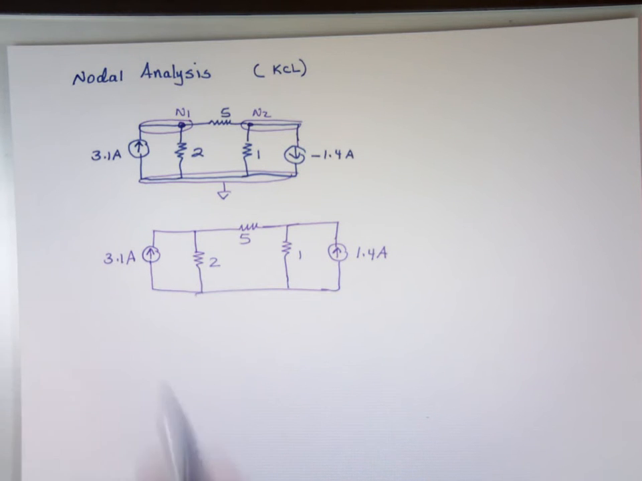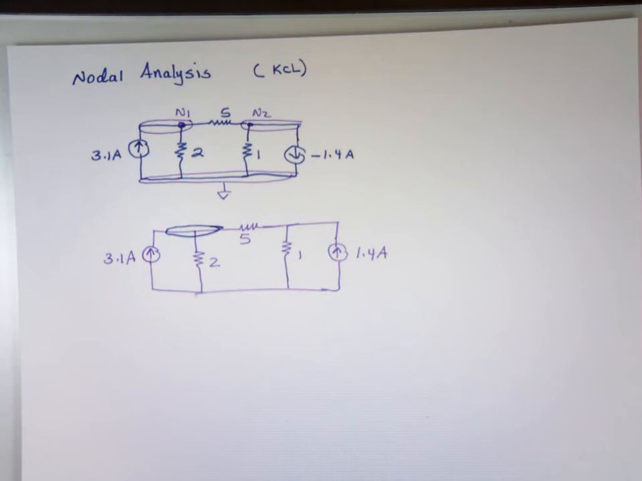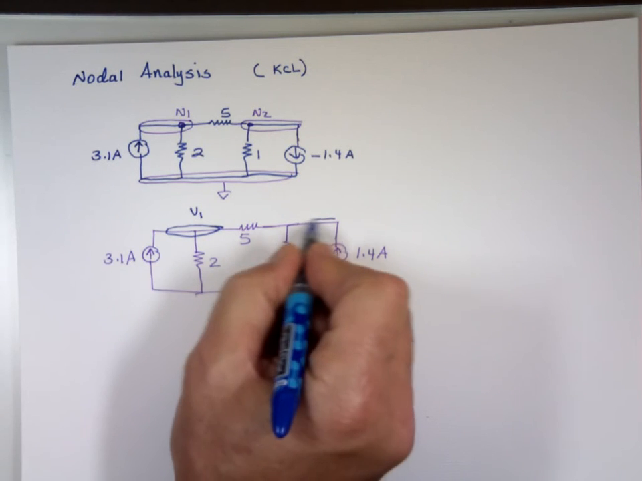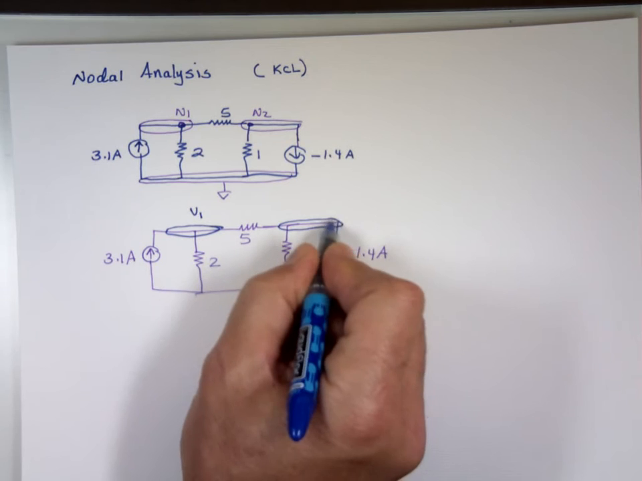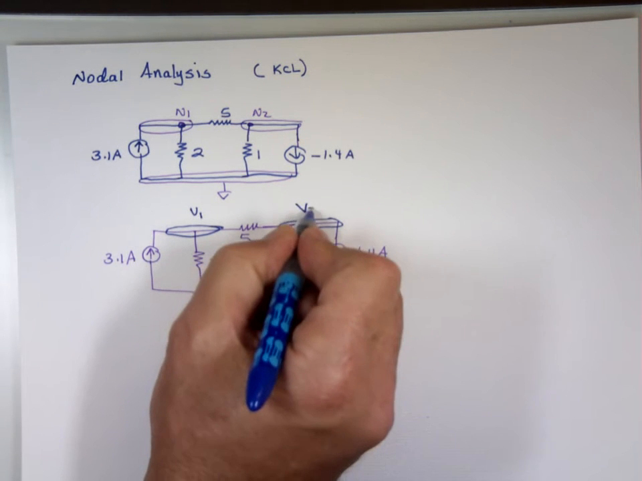Do we know what the voltage here is? No. Nobody knows. That's node 1. The voltage is unknown. So I'm going to call this voltage V1. Does anyone know what the voltage is here? No. That voltage at node 2 is called V2.